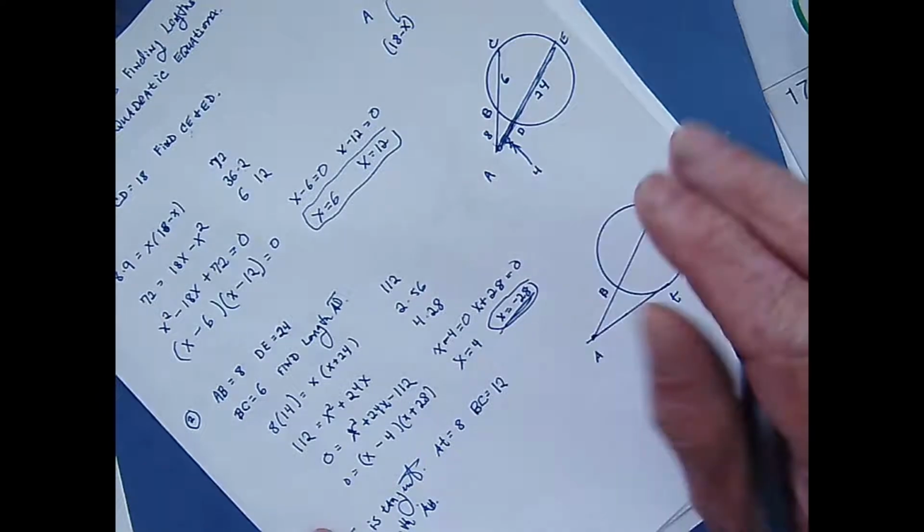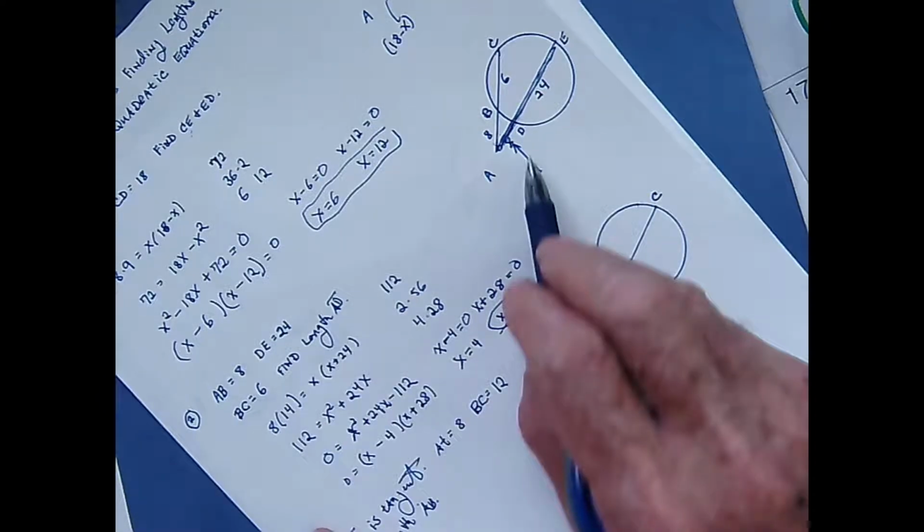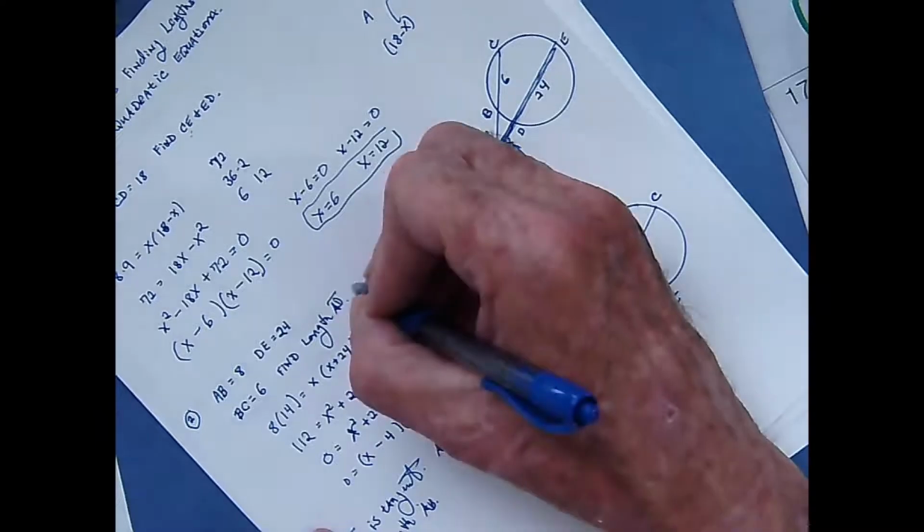But what was asked of me? Find length AD, and AD is 4. I'm happy to have that.